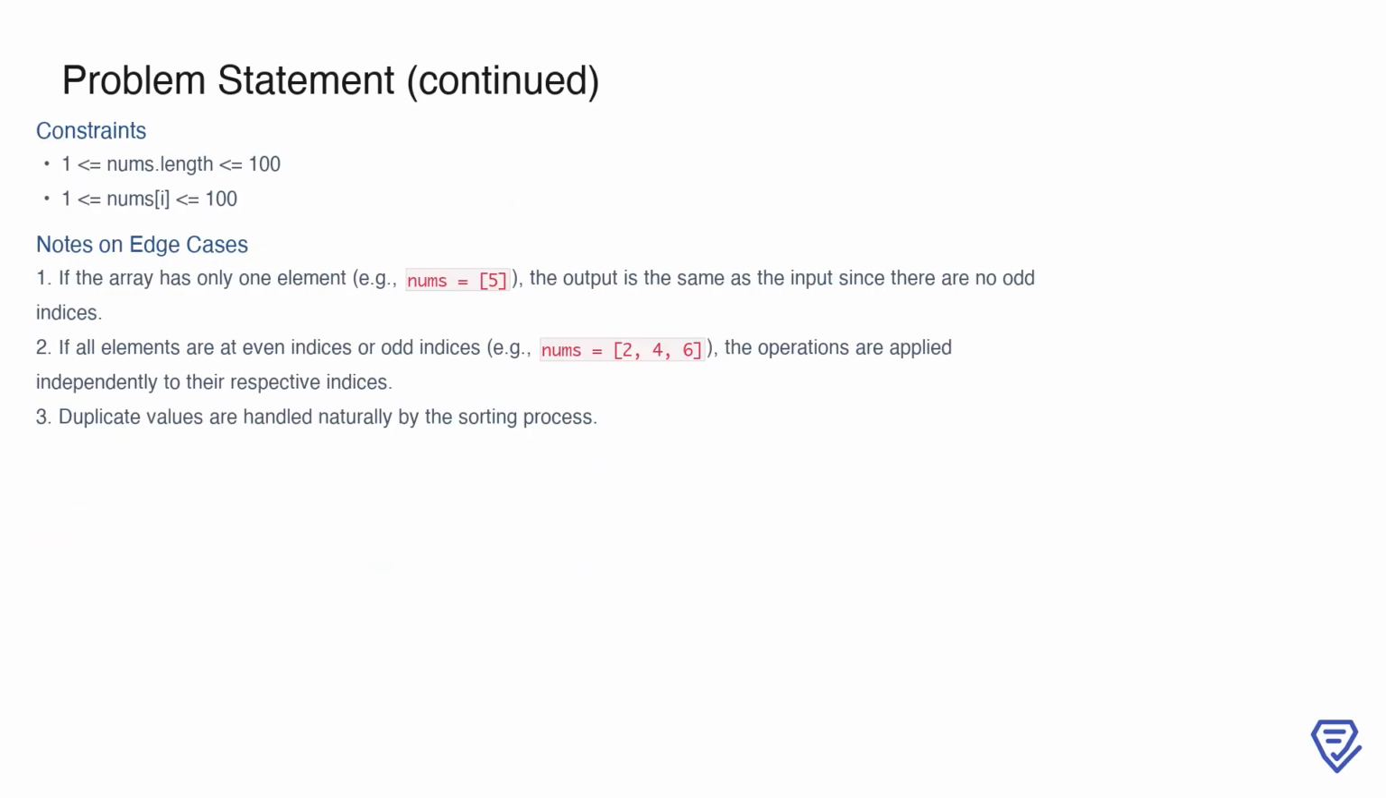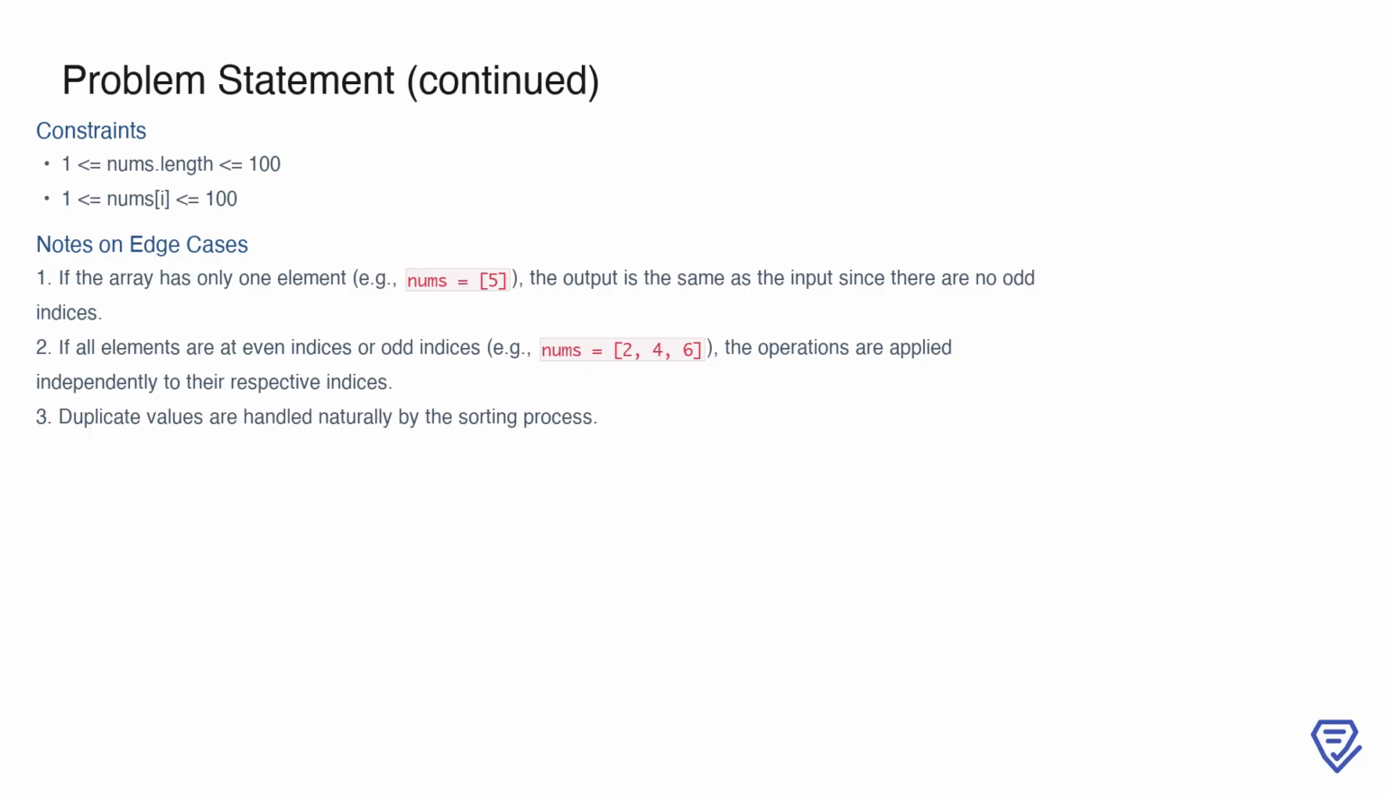Now let's consider the constraints and some edge cases. The length of the array, nums.length, is between 1 and 100, and each element in the array lies between 1 and 100. For edge cases, if the array contains only one element, such as nums equals 5, the output is simply the input because there are no odd indices to sort.